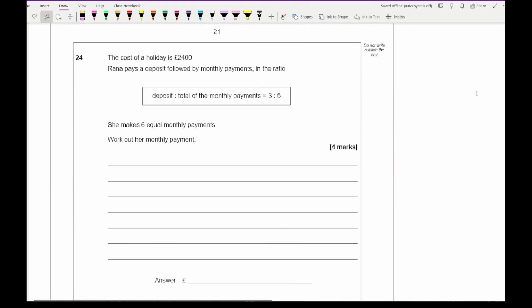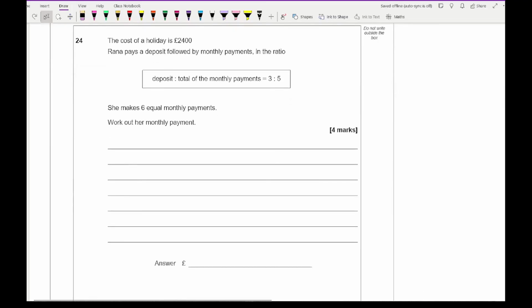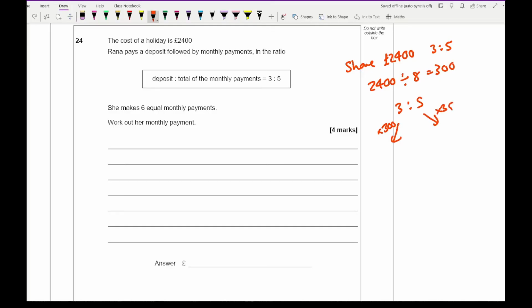Moving on to question 24, it says that the cost of a holiday is 2,400. Rana pays a deposit followed by monthly payments in the ratio of 3:5. She makes 6 equal monthly payments. Work out the monthly payments. So first thing we want to do is share 2,400 in the ratio of 3:5, which is 8. So we've got 2,400 divided by 8, which is 300. So then looking at 3:5, times that by 300, times that by 300, and we get 900 as a deposit.